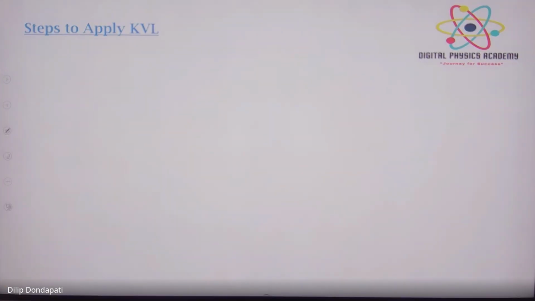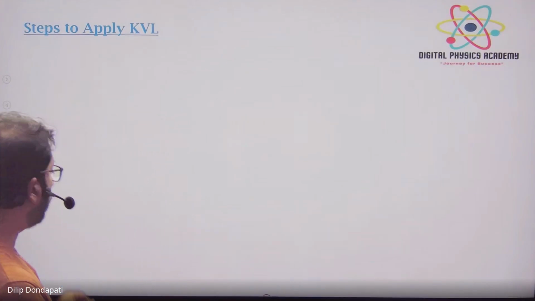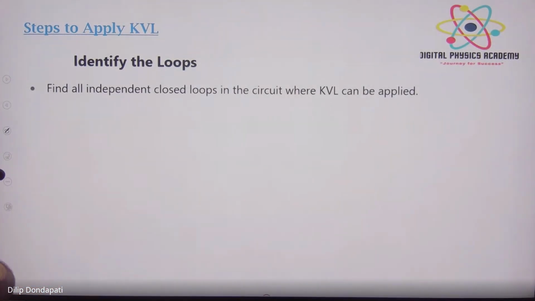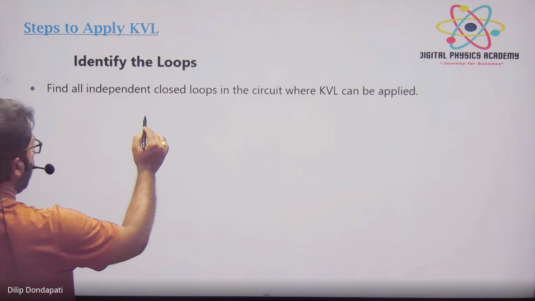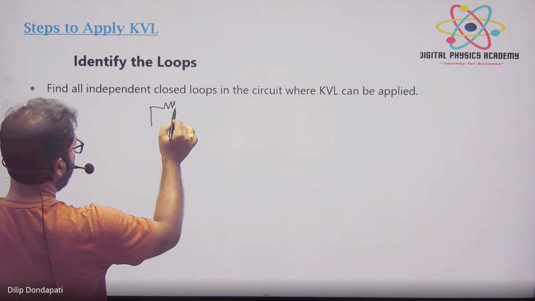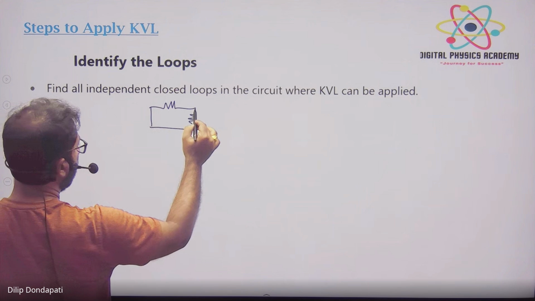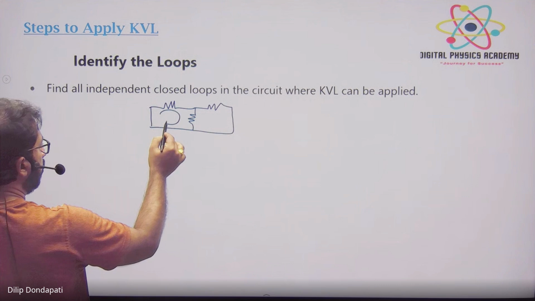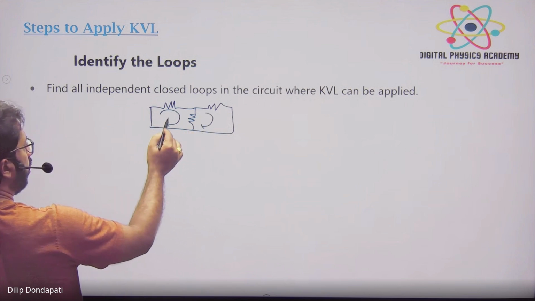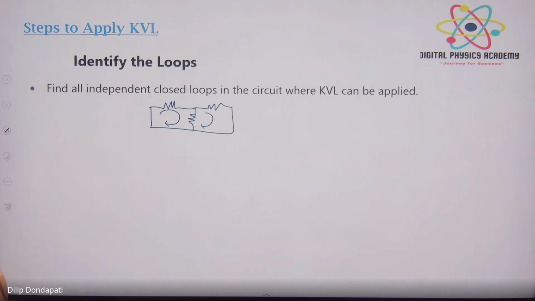Now, steps to apply KVL. Write the steps in short form. So identify the loops. First step: simply identify the loops, just write the headings. You can identify the loops, right? How many loops are there in the circuit? One loop and two loops. Right? This one loop, this one loop. Two loops are there. First identify the loops.